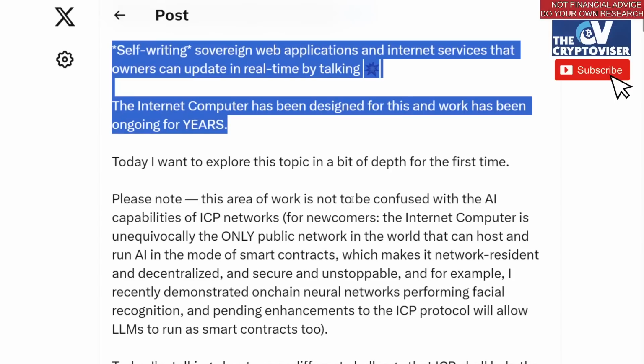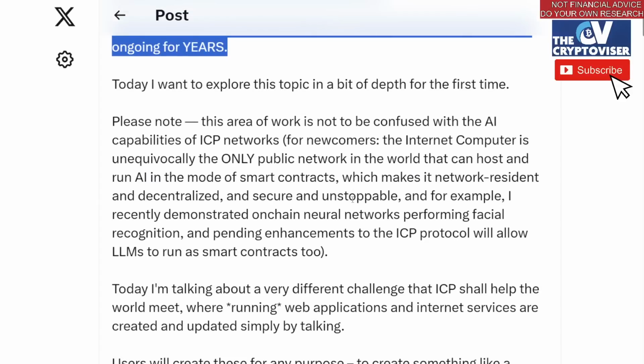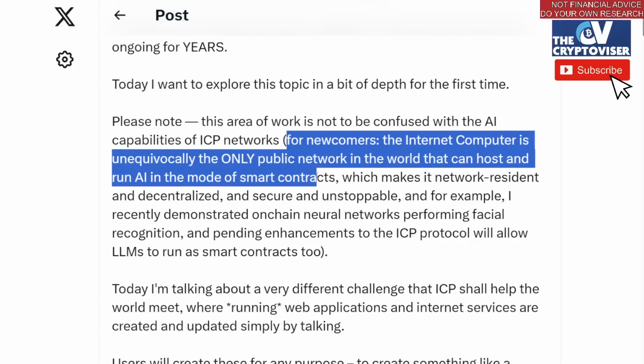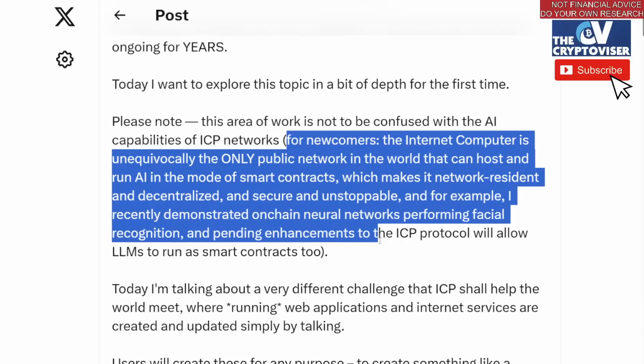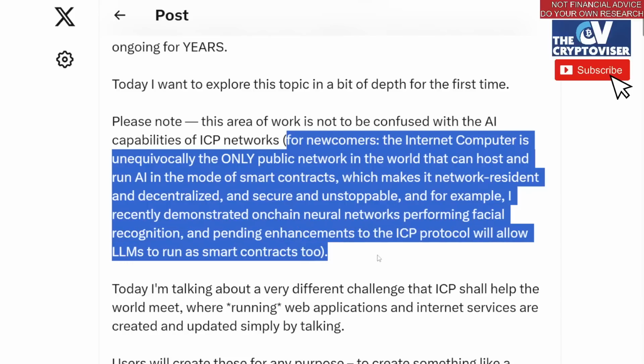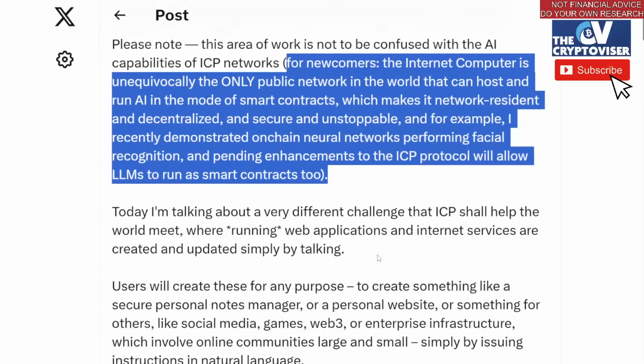Today, he wants to explore a topic in a bit of depth for the first time. He said this area of work is not to be confused with the AI capabilities of ICP. For newcomers, the Internet Computer is unequivocally the only public network in the world that can host and run AI in the mode of smart contracts, which makes it network resident and decentralized and secure and unstoppable. For example, Dominic said he recently demonstrated on-chain neural networks performing facial recognition, and pending enhancements to the ICP protocol will allow large language models to run as smart contracts as well.